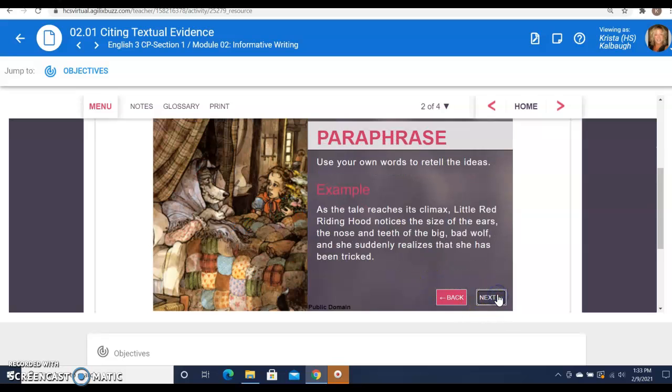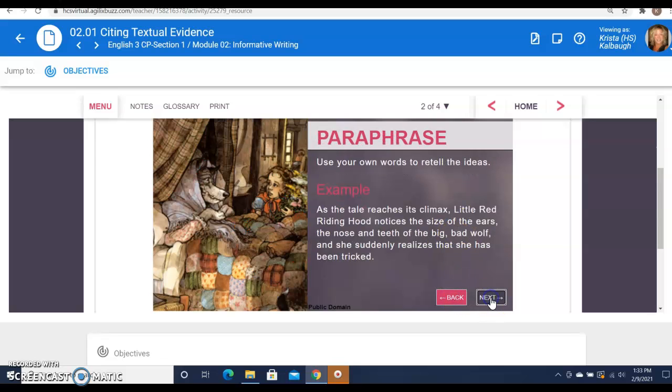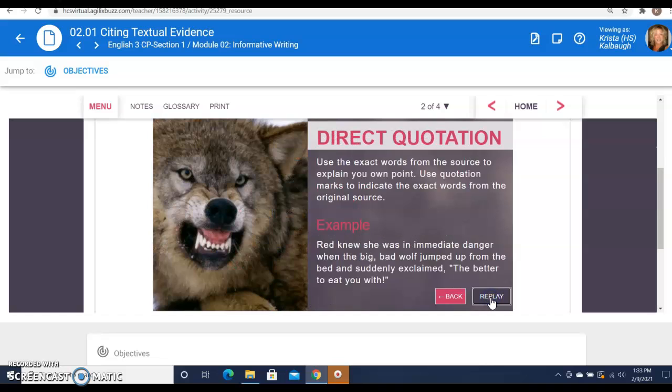All right. Again, you can go through this. It gives you an example of a summary, an example of a paraphrase, and an example of an introduced direct quote. All right.